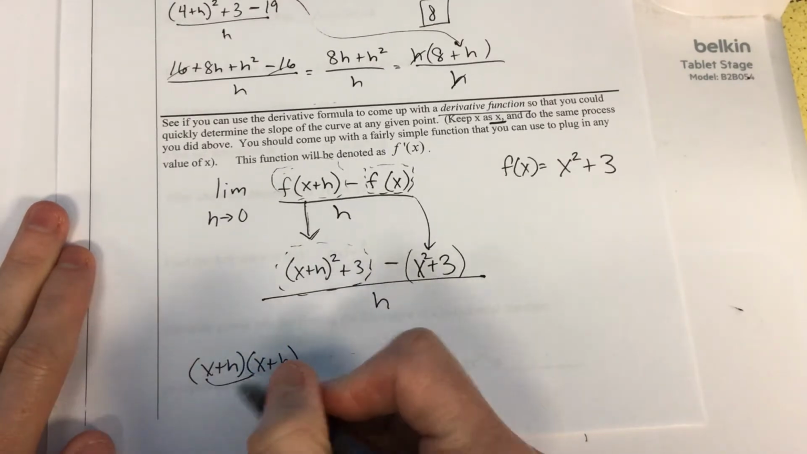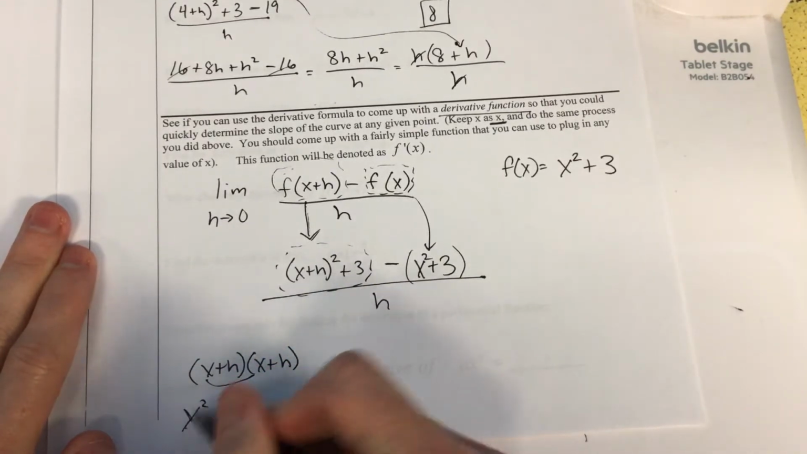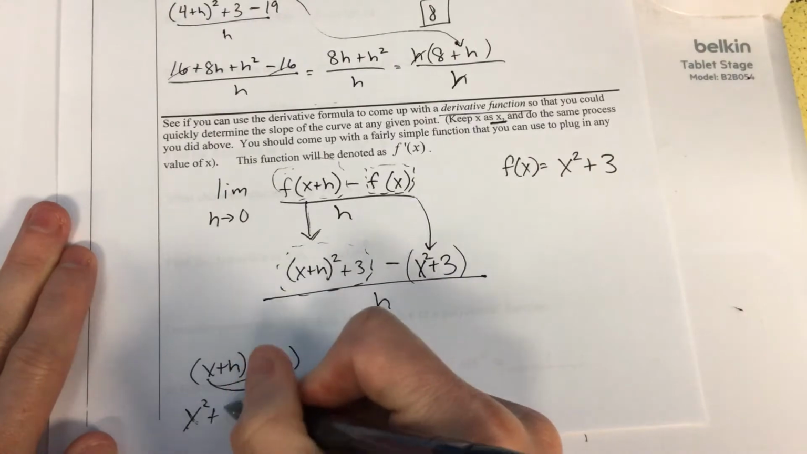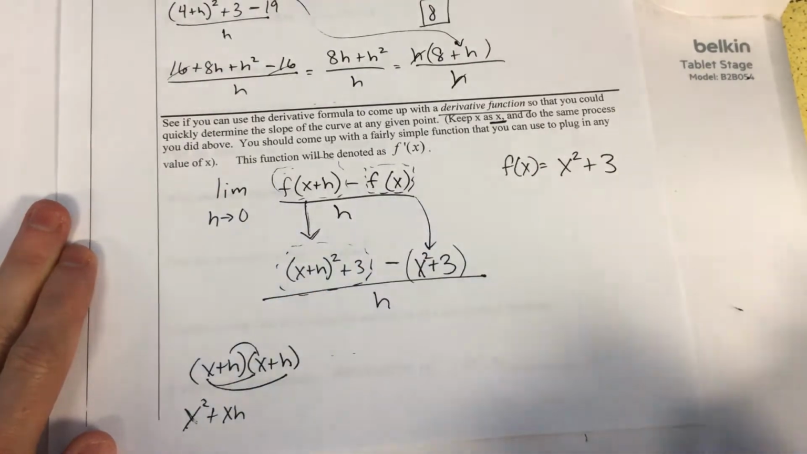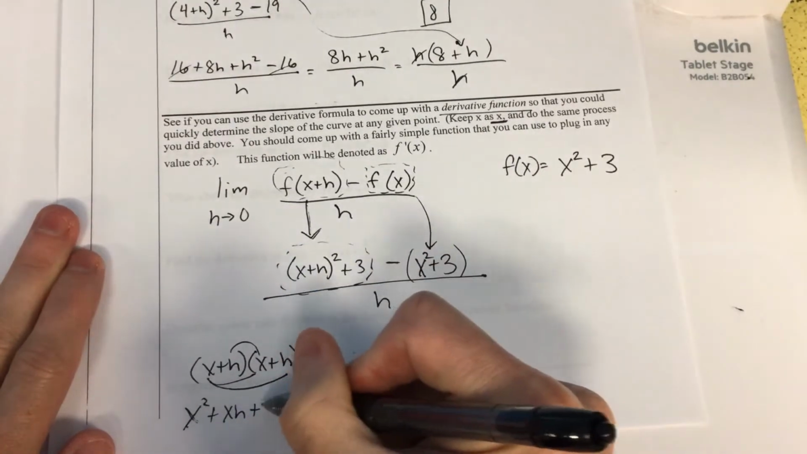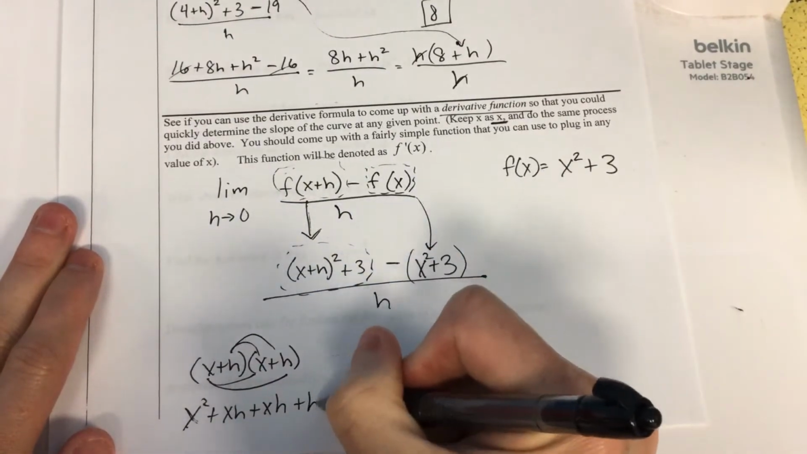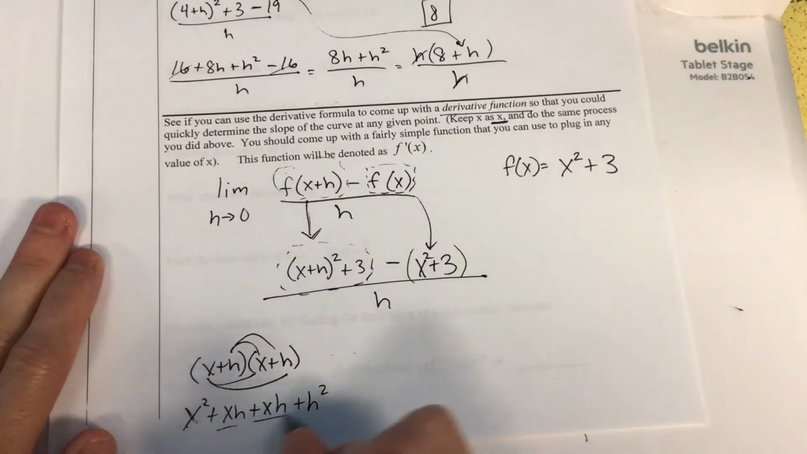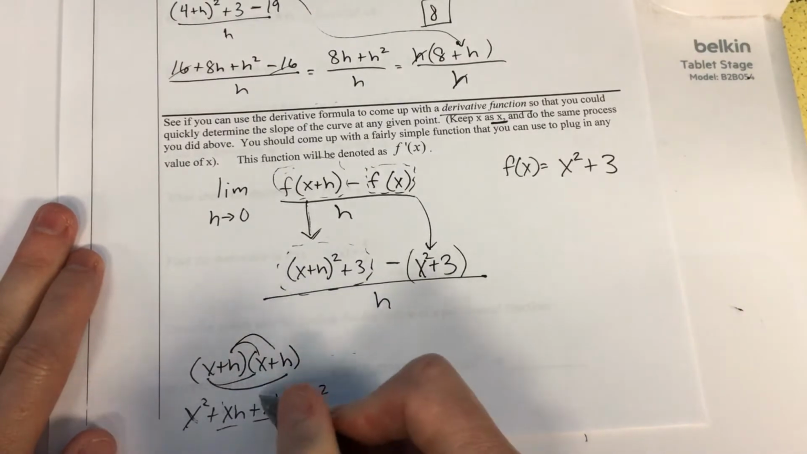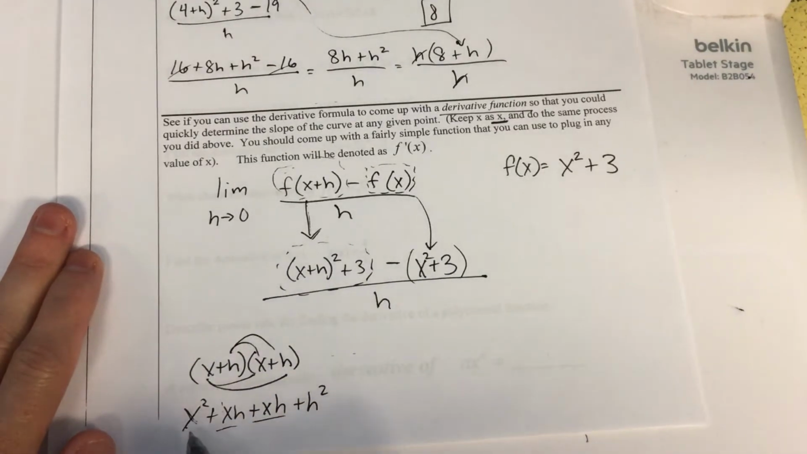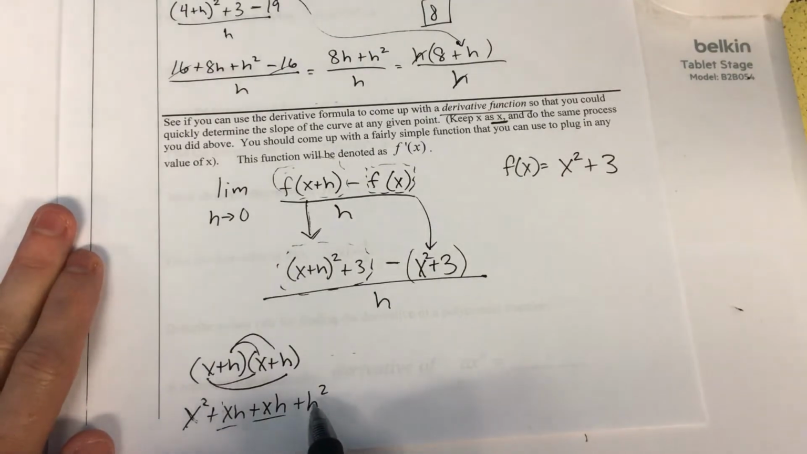So x times x is x squared. X times h is just xh. Then h times x, that's the same thing as x times h, so you're going to say xh or hx, whatever. And then h times h is h squared. So these two, since they're the same, there's one of them here and one of them here, so it would add up to 2. So this would be x squared plus 2xh plus h squared.